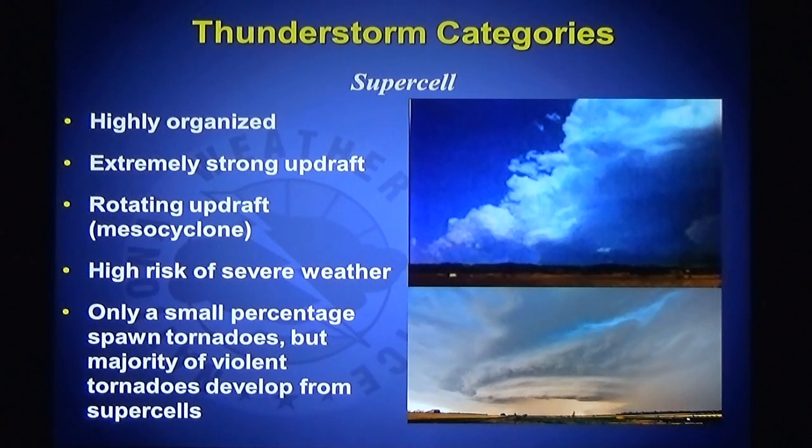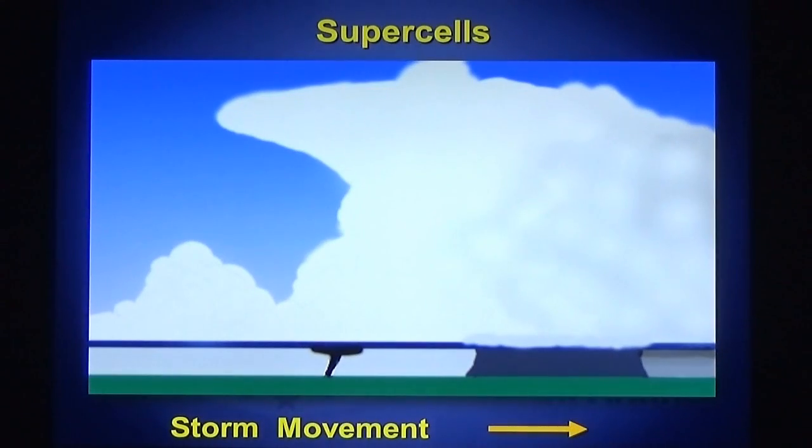And only a small percentage of supercell storms spawn tornadoes, but the majority of violent tornadoes in the United States develop from these supercell storms. They bring all types of severe weather.